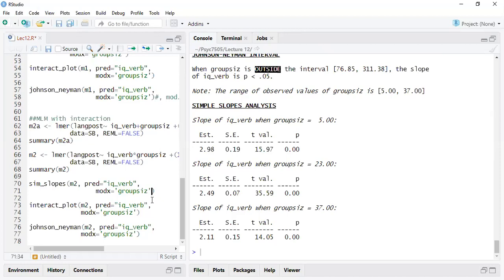So if you have a non-significant interaction, you don't need to plot and probe. There's no information there that you need, so don't do it. I'm going to stop there for now.